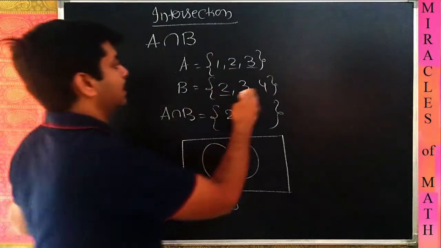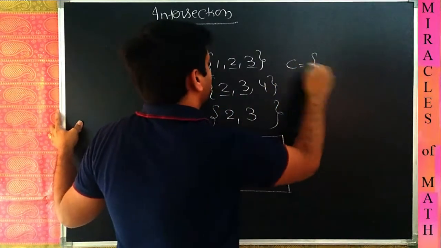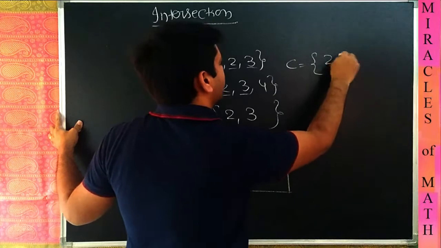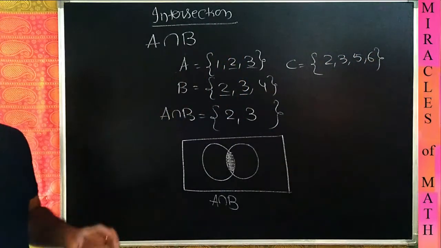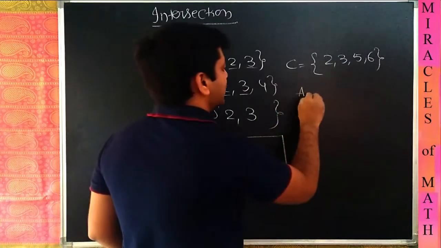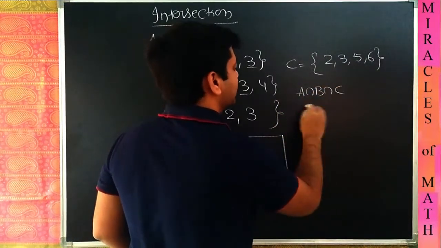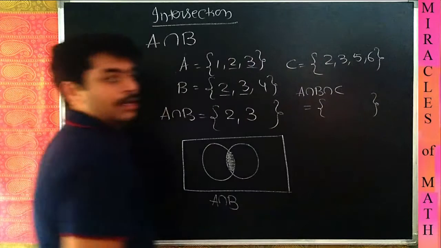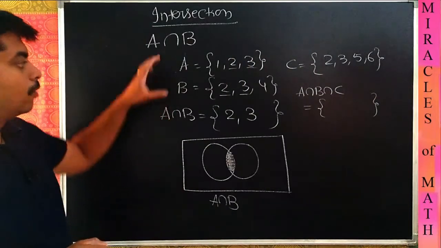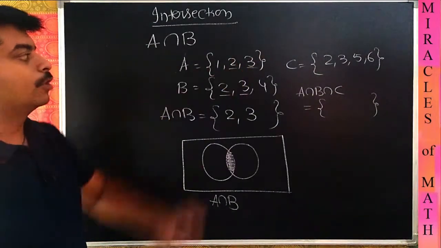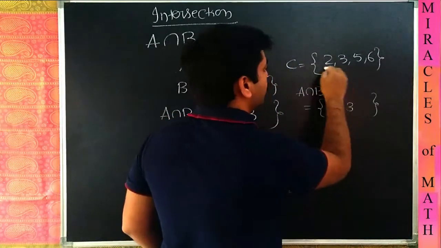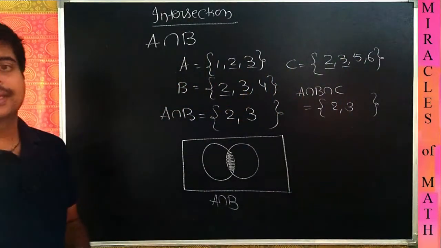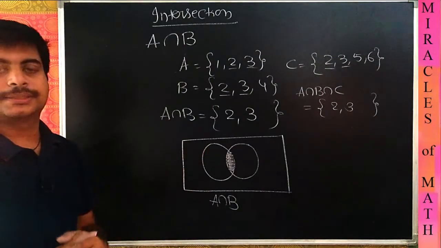If you have a third set, let us say the third set is 2, 3, 5, 6. Now, what is A intersection B intersection C? That means all the elements that are common to all the sets A, B and C. What are those elements? Once again, 2, 3 are the common elements between all of these. You have 2 and 3 here also. Yes or no? Are you understanding this?